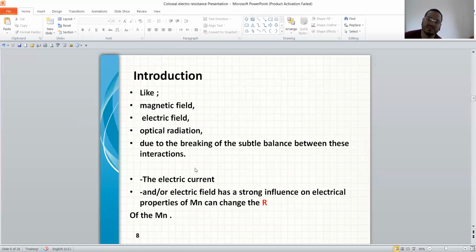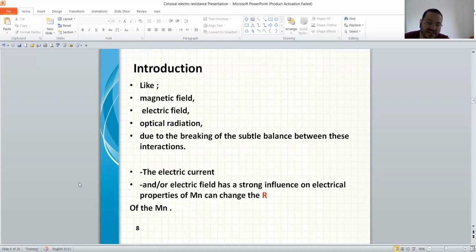Let's take some examples like magnetic field, electric field, and optical radiation. All of these are due to the breaking of the subtle balance between these interactions. We will see some breaking, some damage between these interactions. Like I said before, we give examples like magnetic field, electric field, and optical radiation. All of these phenomena depend on the damage to the balance between the interactions.